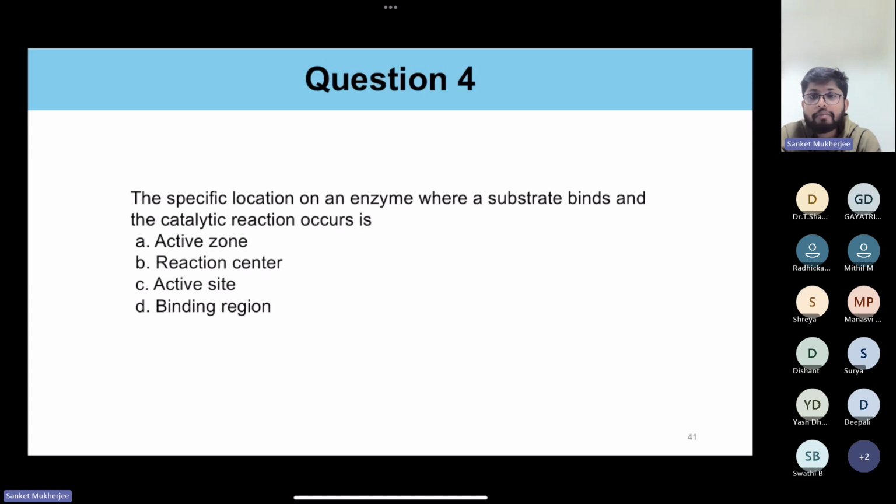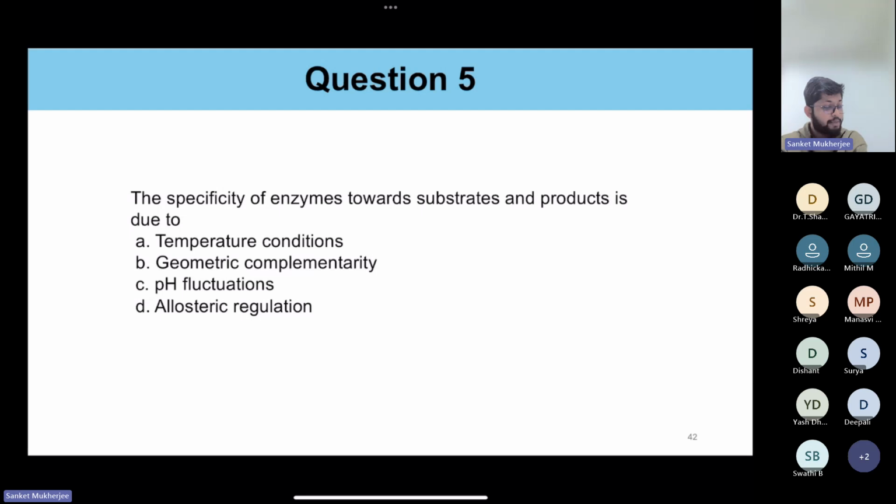Any answers? Active site. Absolutely correct. The specificity of enzymes towards substrate and products is due to the temperature conditions, geometric complementarity, pH fluctuations, or allosteric regulations. Sir, allosteric regulations. Okay. Any more answers? Why allosteric regulation do you think? Geometric complementarity.